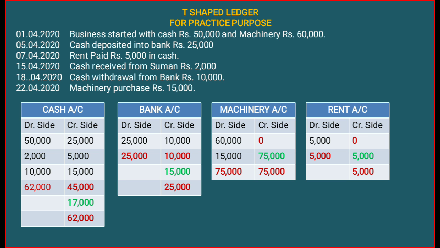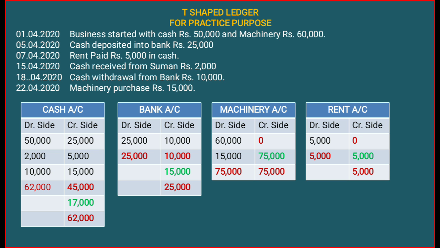Rent paid rupees 5,000 in cash: this amount we have to write on the debit side of the rent account and the credit side of the cash account. Cash received from Suman 2,000: I write that 2,000 on the debit side of the cash account and the credit side of Suman's account. Next, cash withdrawn from bank: that 10,000 we write on the credit side of the bank account and the debit side of the cash account. Machinery purchased rupees 15,000: that 15,000 we write on the credit side of the cash account and the debit side of the machinery account. So it was the quickest mode to prepare ledgers without giving any journal entries.